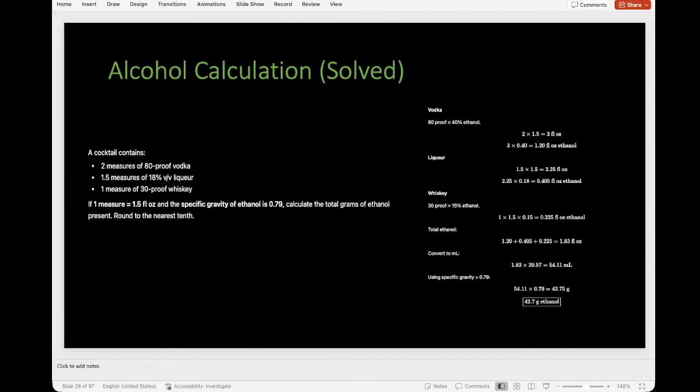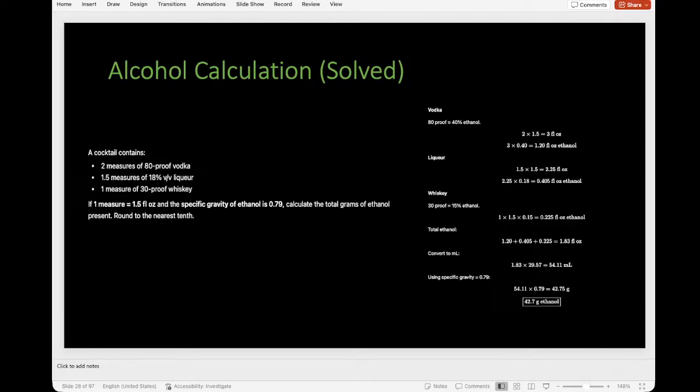You can see here 80 proof of vodka is equal to 40% alcohol. So that's usually what's going on here. You would just take that proof and divide it by 2, and that'd be your percent of that alcohol. And so you can see how it's being done here in the problem, where there's 2 measures of 80 proof vodka.